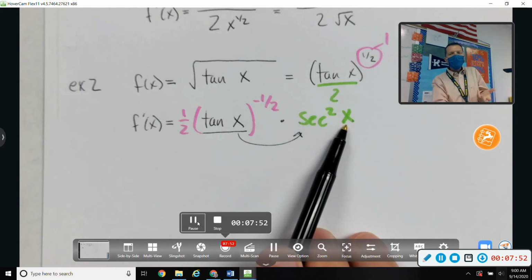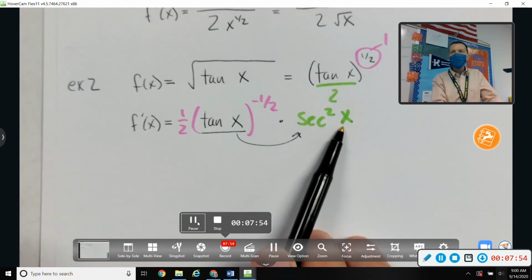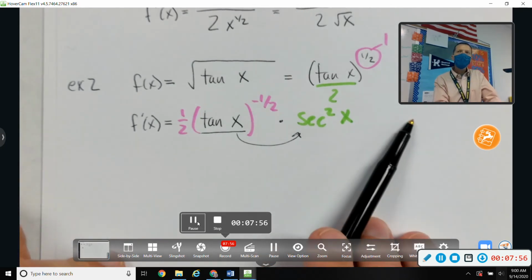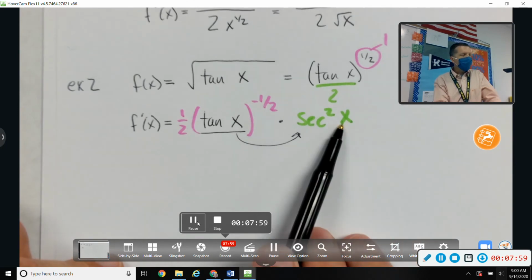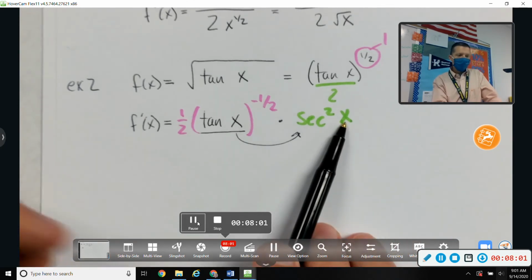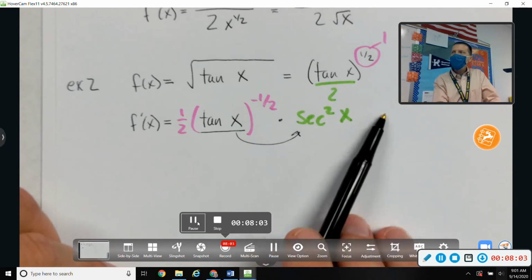And if our argument, if that hadn't been an x, if that had been anything other than x, then we'd have to chain it one more time, right? If that had been x cubed or 5x or anything else, we'd have had one more chain on there.